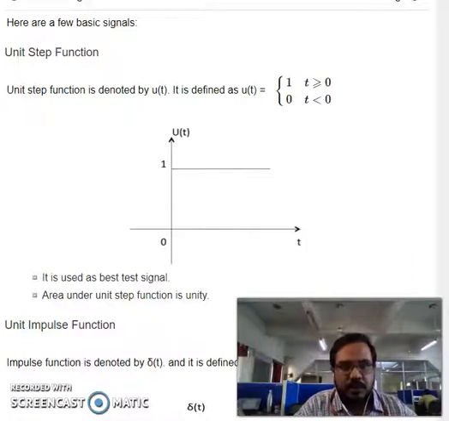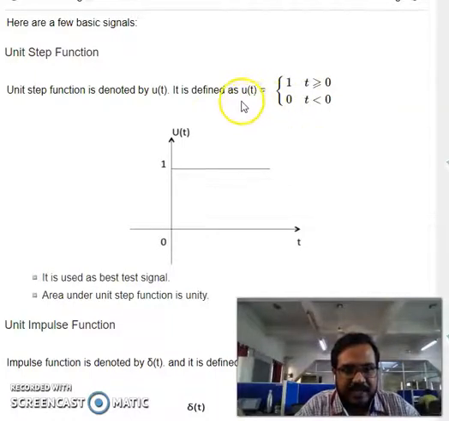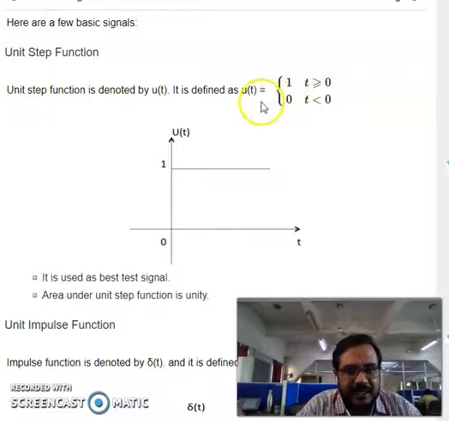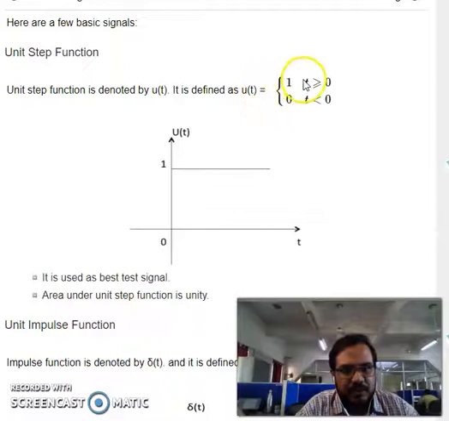Unit step function, or it is also called unit step signal. What is the unit step function? Unit step function is mathematically defined as u of t. u of t is equal to 1 for t greater than or equal to 0, and is equal to 0 for t less than 0. So mathematically it is defined as u of t is equal to 1 for t greater than or equal to 0, and u of t equal to 0 for t less than 0.